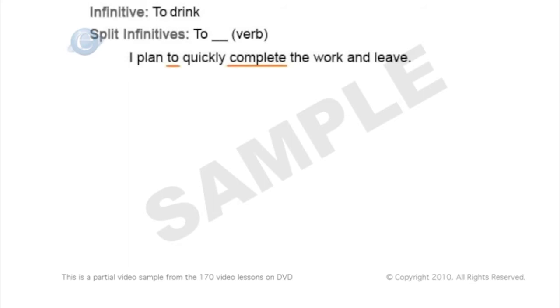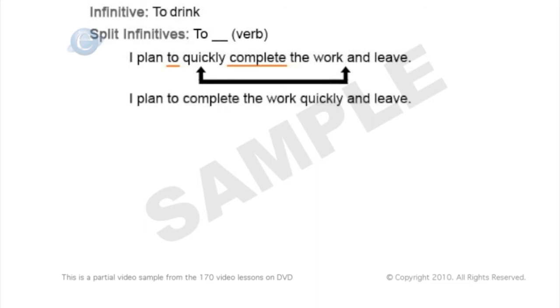That's a split infinitive. I plan to quickly complete the work and leave. Sounds good. To our ear, it sounds okay. But that is a split infinitive. And the way you fix it is you say, I plan to complete the work quickly and then leave. Don't put quickly in between the to and the verb. If you've got an infinitive verb, keep them together.